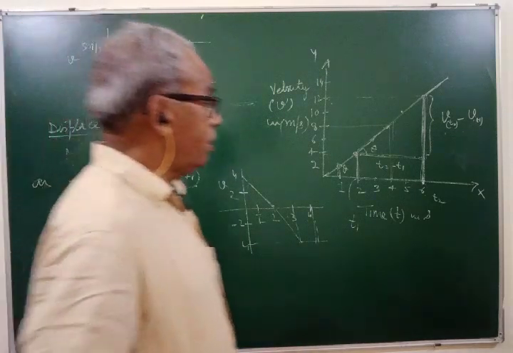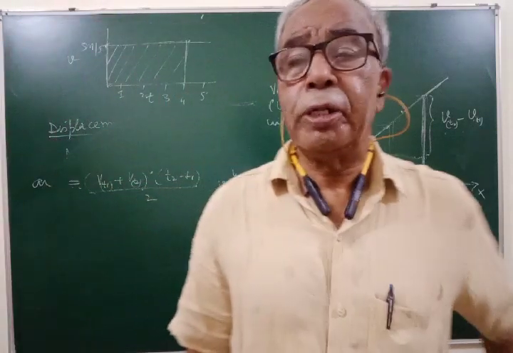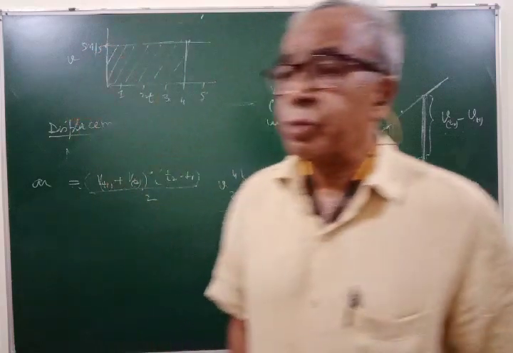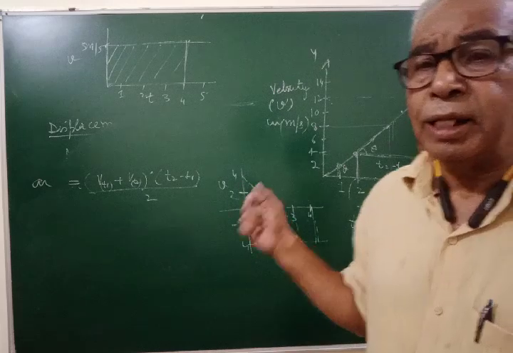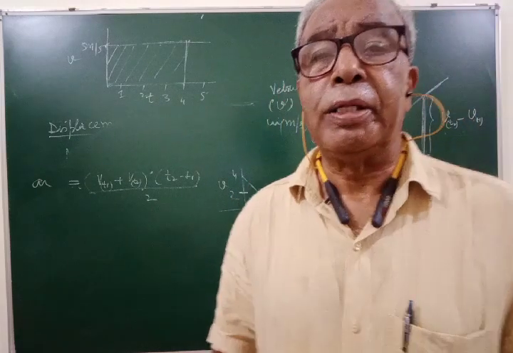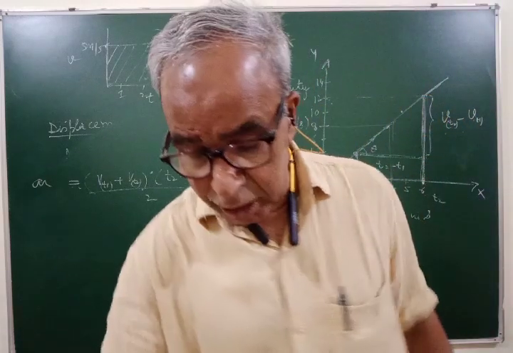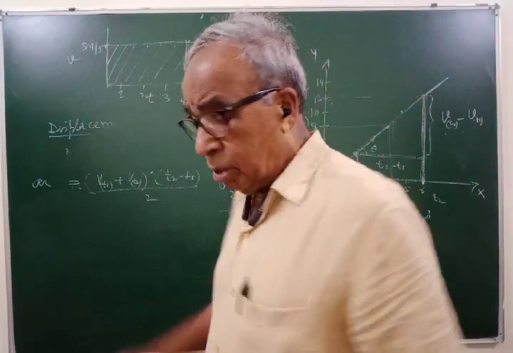So this way here I have told you about the velocity time graph. So we can find out velocity, then acceleration, then displacement from the VT graph. The displacement is equal to the area under the VT graph.